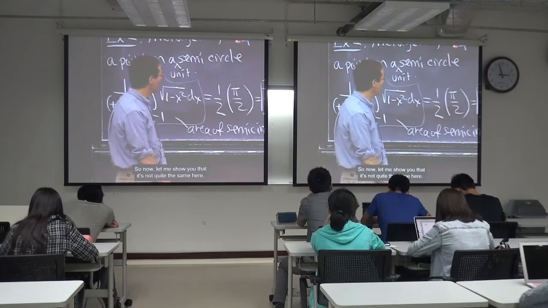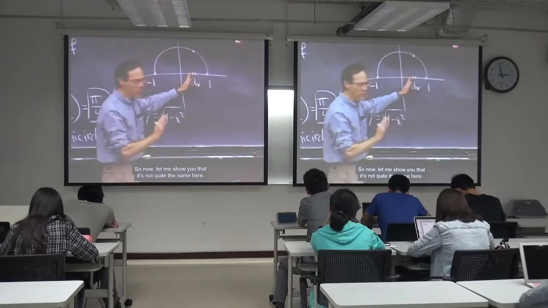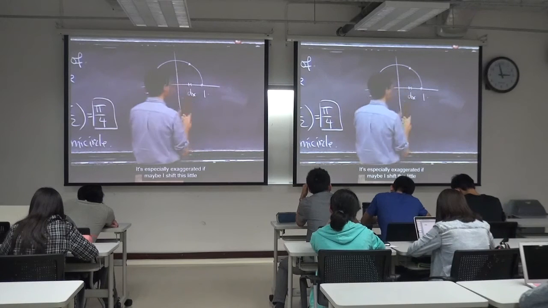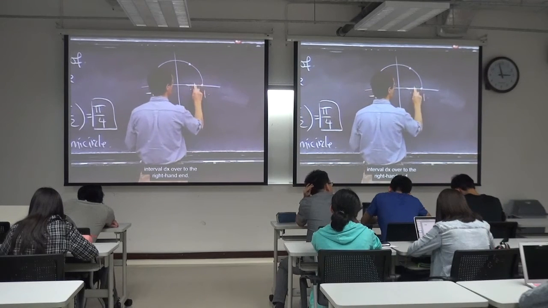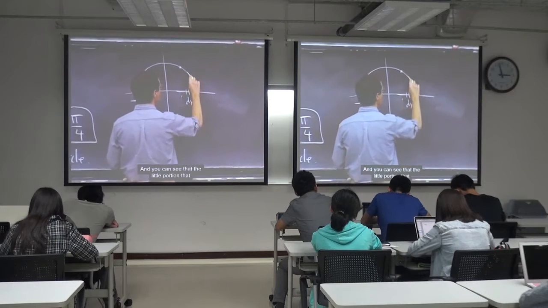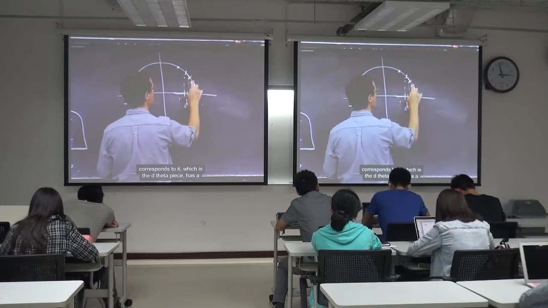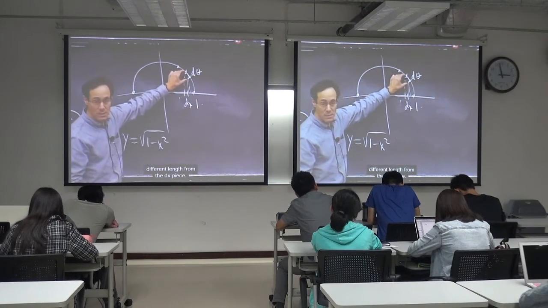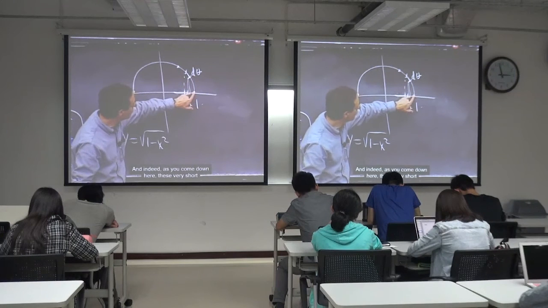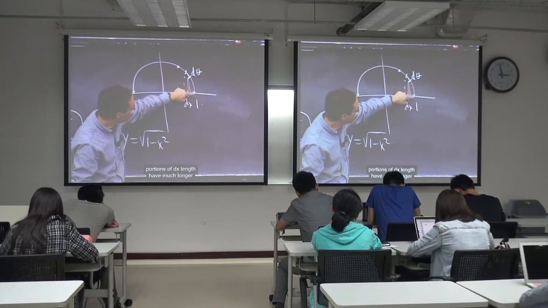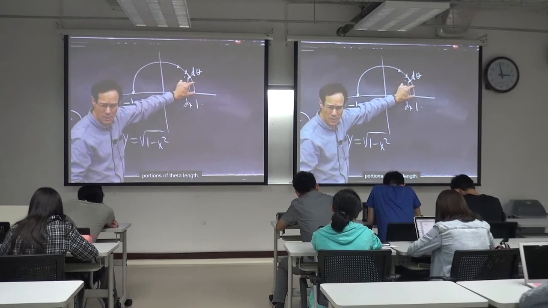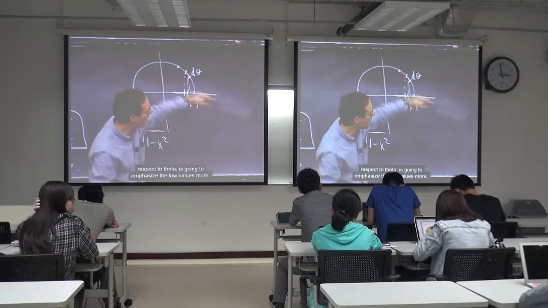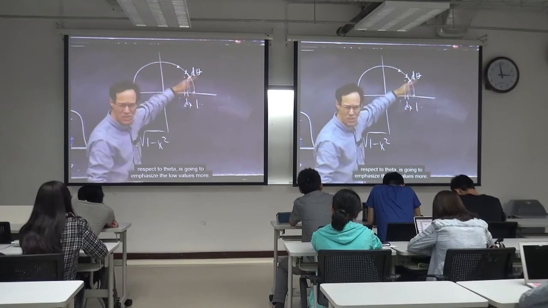All right, so now let me show you that it's not quite the same here. It's especially exaggerated if maybe I shift this little interval dx over to the right-hand end. And you can see that the little portion that corresponds to it, which is the d theta piece, has a different length from the dx piece. And indeed, as you come down here, these very short portions of dx length have much longer portions of theta length. So the average that we're taking when we do it with respect to theta is going to emphasize the low values more.